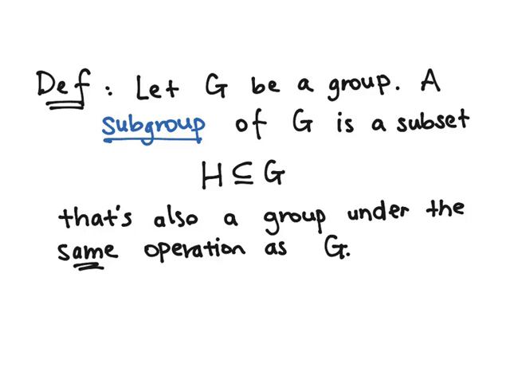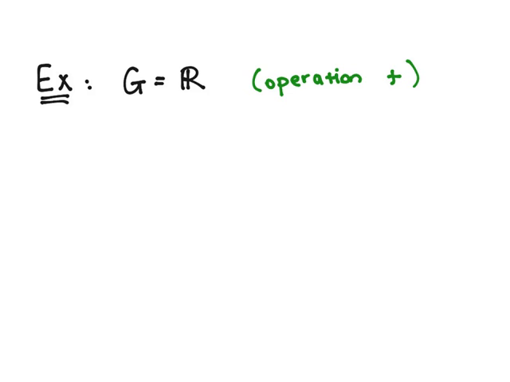Let's take a look at a few examples expanding on the ones that I briefly mentioned on the previous slide. So if G, for instance, was the set of real numbers, which we know forms a group under the operation of addition, then what I briefly mentioned on the first slide was that inside of there we can find another group. For instance, H could be the integers, and we know that the integers are also a group under that same operation of addition. So I would say that H is a subgroup of G, the integers are a subgroup of the real numbers.